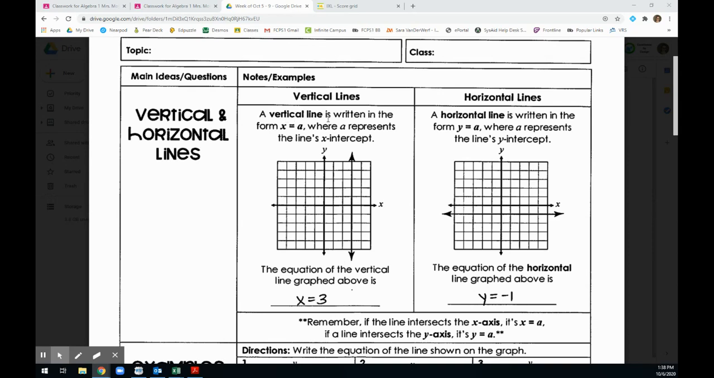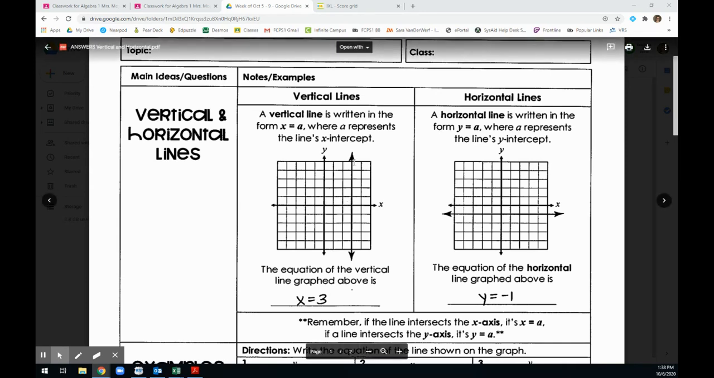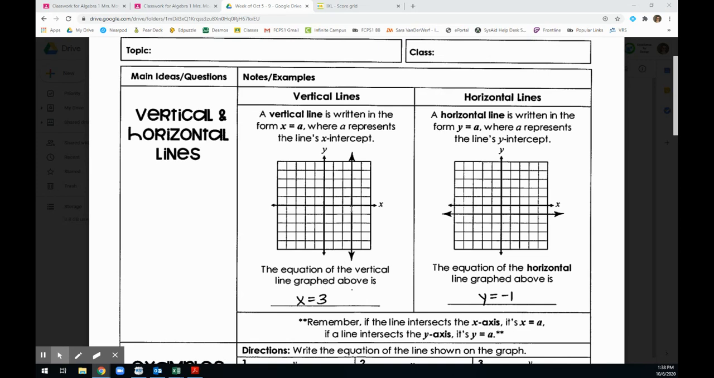When we have a vertical line, we write the equation as x equals a number. And that number can be found by the graph's x-intercept. And so we simply write this line right here. This vertical line crosses the x-axis at 3, and so the equation is x equals 3.